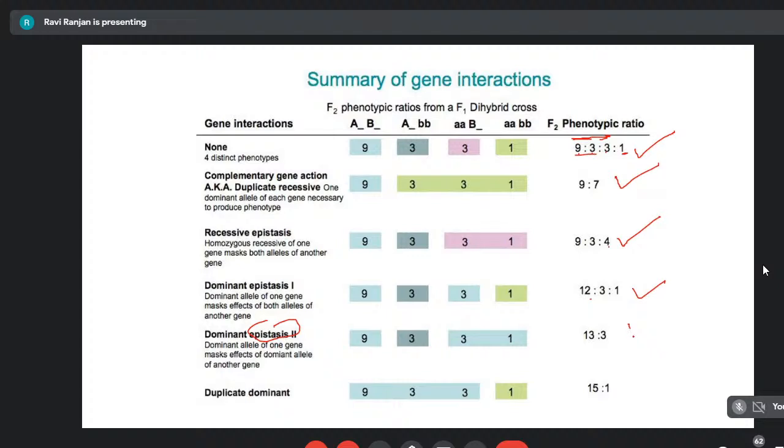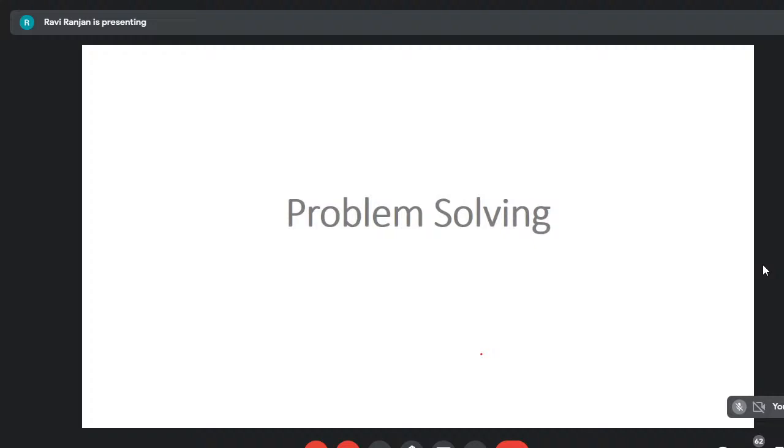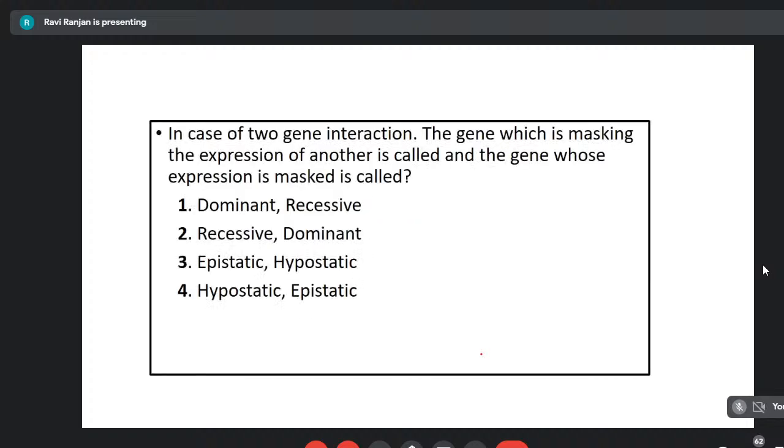सो इस तरह से हमको याद रखना रहता है. ये एपिस्टेसिस, ये जो डिफरेंट टाइप के नॉन एलिक जीन इंटरेक्शंस हैं, वो इस तरह से हम रिलेट कर सकते हैं और इस तरह से हम उसको पढ़ सकते हैं, राइट. Let us go to problem solving. We have how much time, sir? 5 to 10. Oh. Okay, let us go fast.